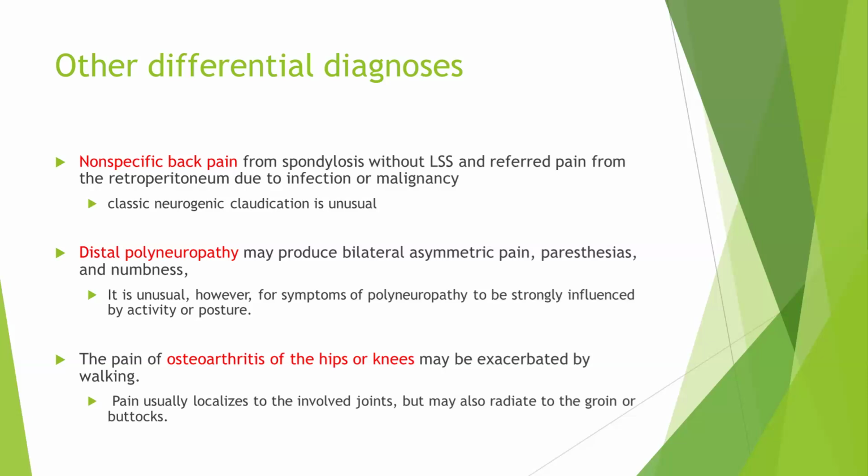Polyneuropathy, such as diabetic neuropathy, with bilateral asymmetric pains, paresthesias, and numbness, can also mimic spinal stenosis, or sometimes in clinical practice you see that both these symptoms are overlapping. You get a diabetic patient who also has spinal stenosis. It is important for us to know which component will get relieved with our treatment modalities and which component will not. Again, the pain of osteoarthritis of the hips and knees can also aggravate with walking, and quite frequently the hip pain radiates down both upper legs, and clinically it sometimes overlaps with the symptoms of spinal stenosis.